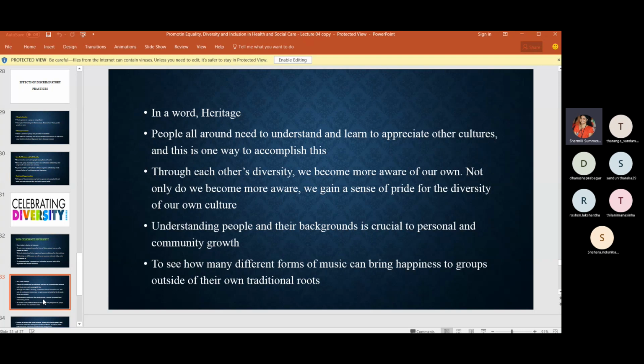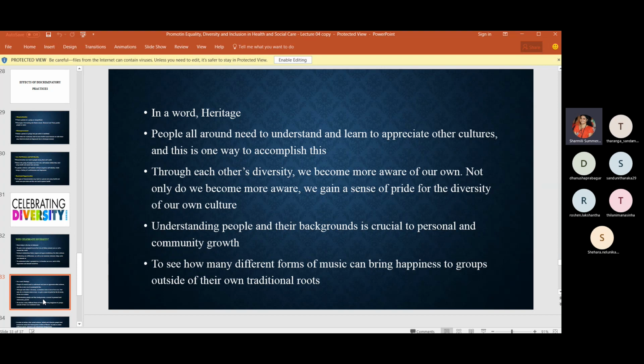Yes. So how can we accomplish this? How can we celebrate the diversity? The thing is, we need to respect the diversity of other people, cultural, economic, whatever the diversity. We need to respect, we need to accept, and we need to appreciate. So there are three parts. If we do these three things, there is no discrimination. So that's how we can celebrate the diversity.